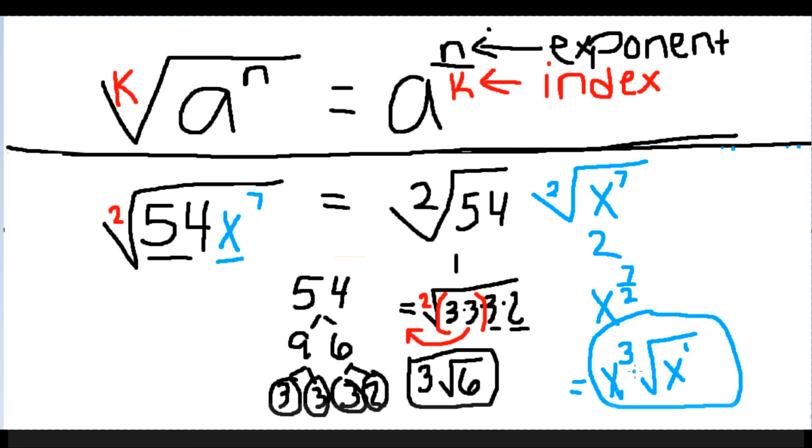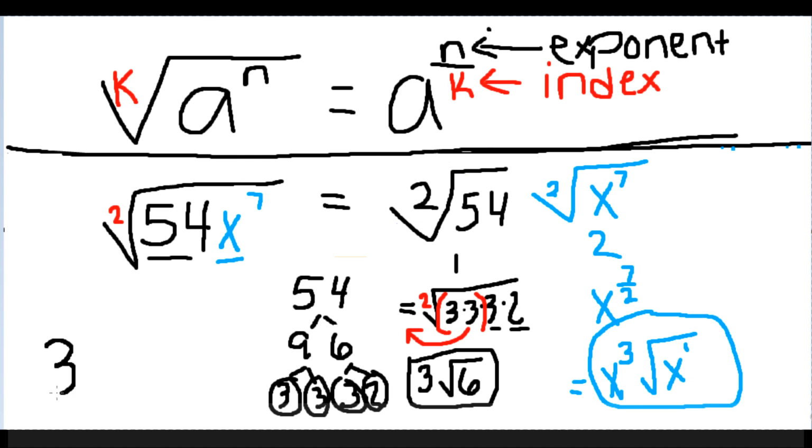Now we need to put these 2 pieces together. All right, so let's see how we do that, because we haven't really talked about that yet. So how do we put these 2 pieces together? Well, we have 3 square roots of 6. We have x cubed times the square root of x to the first. Let's start with everything outside of our radical.